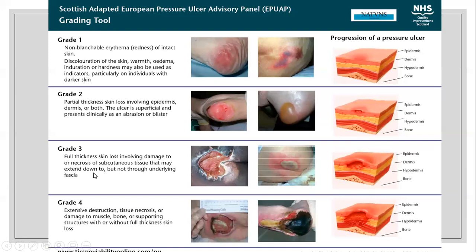Grade 3 or stage 3, full thickness skin loss involving damage or necrosis of subcutaneous tissue that may extend down to but not through underlying fascia. Grade 4, extensive destruction, tissue necrosis, or damage to the muscle, bones, and supporting structure with or without full thickness skin loss.